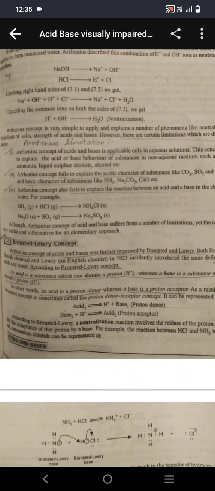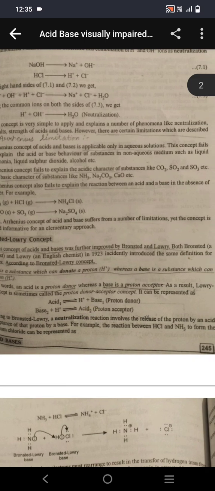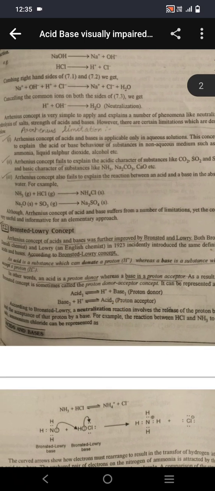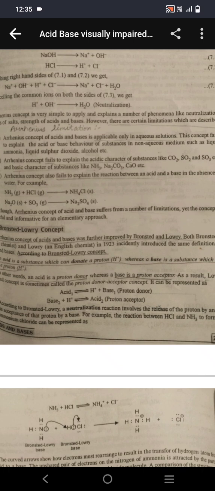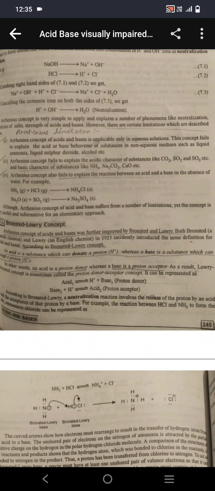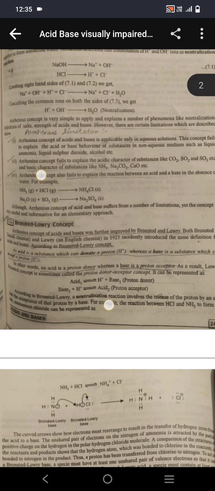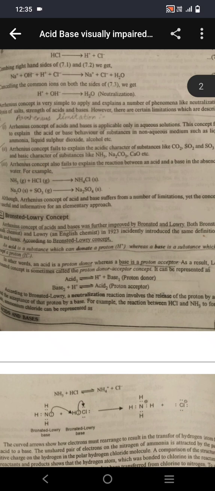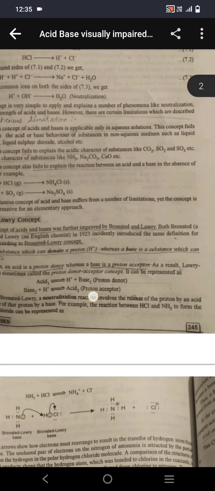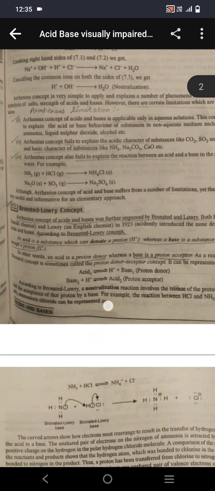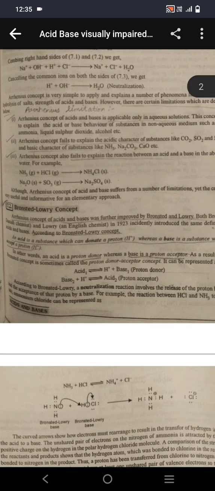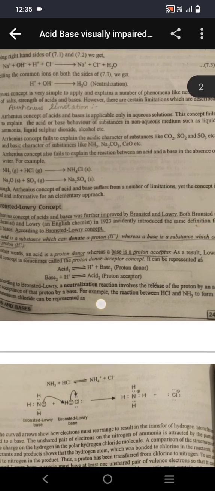The Arrhenius concept of acids and bases was further improved by Bronsted and Lowry. Both Bronsted and Lowry in 1923 incidentally introduced the same definition for acids and bases. According to the Bronsted-Lowry concept, an acid is a substance which can donate a proton, whereas a base is a substance which can accept a proton. In other words, an acid is a proton donor, whereas a base is a proton acceptor.